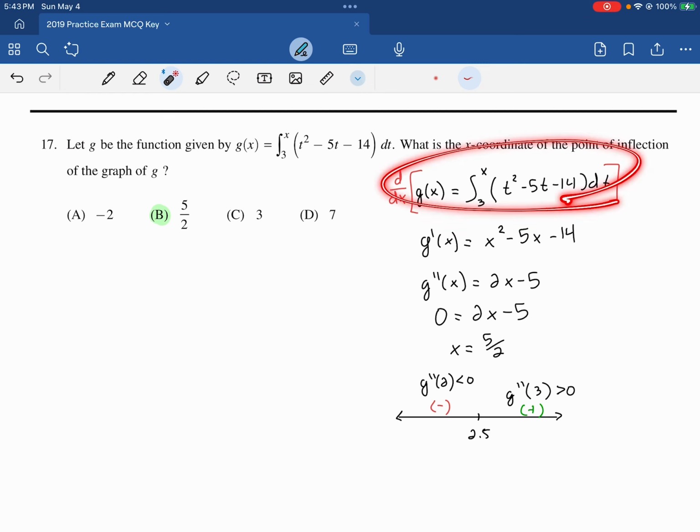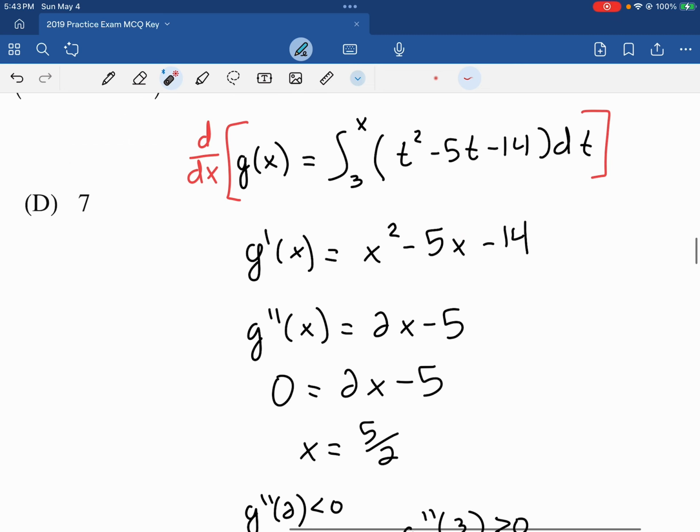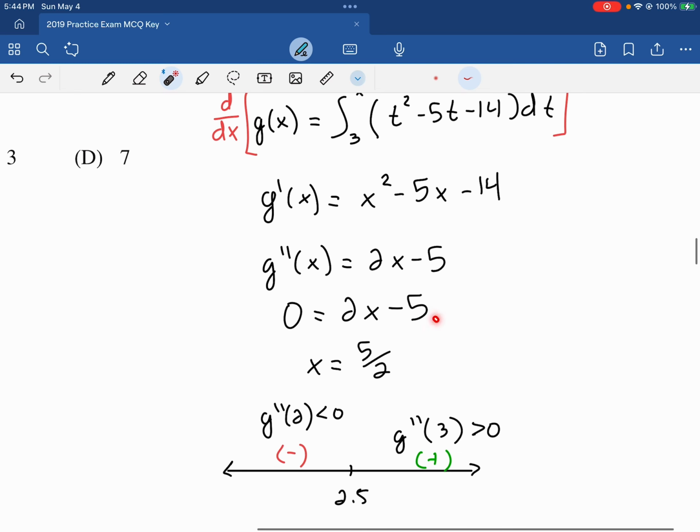So here's g. Let's take the derivative of both sides to get g prime, and then the derivative again to get my second derivative. Using the fundamental theorem of calculus, when you take the derivative of an integral from a constant to x of some function in terms of t, dt, you just get that function with x's in place of those t's. I get here that g prime of x is just this, but notice I bring x's along for my new equation. When you take the derivative again, I just get 2x minus 5. I want to know what x needs to be to get 0, and that ends up being 5/2.